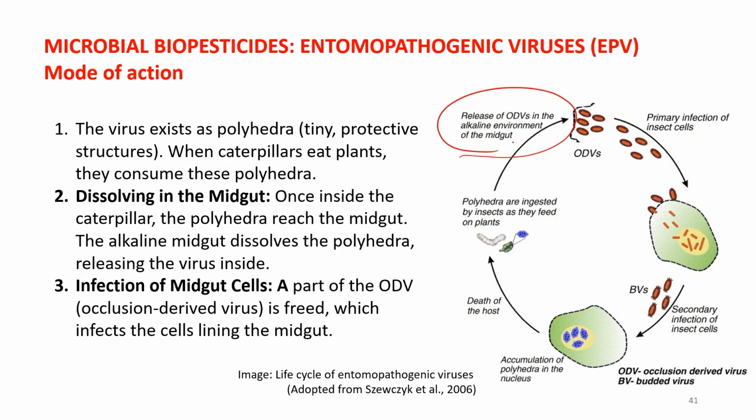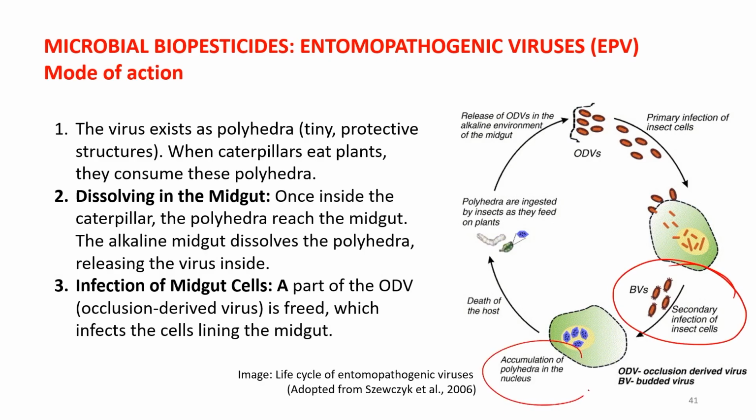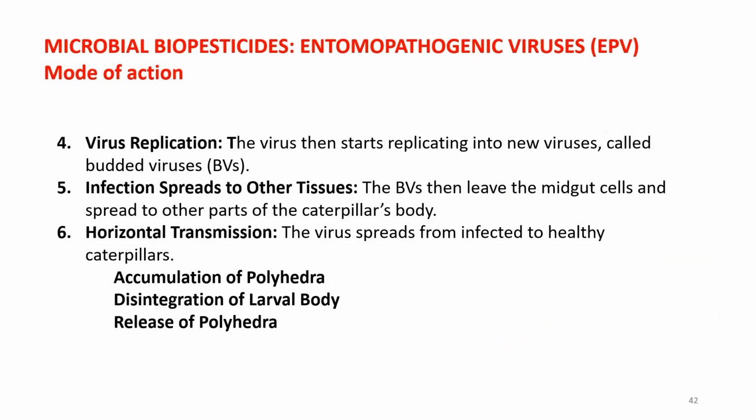So, the virus is released in the alkaline environment of the midgut, and primary infection of the insect cell will follow. A part of the ODV, occlusion derived virus, is freed, which infects the cell lining of the midgut, and this will also further cause secondary infection and accumulation of the polyhedra, and finally the death of the host. The virus will start replicating into new viruses called budded viruses, and the infection will spread to other tissues. It will leave the midgut cells and spread to other parts of the caterpillar's body. And there may also be horizontal transmission. The virus spreads from infected to healthy caterpillars.